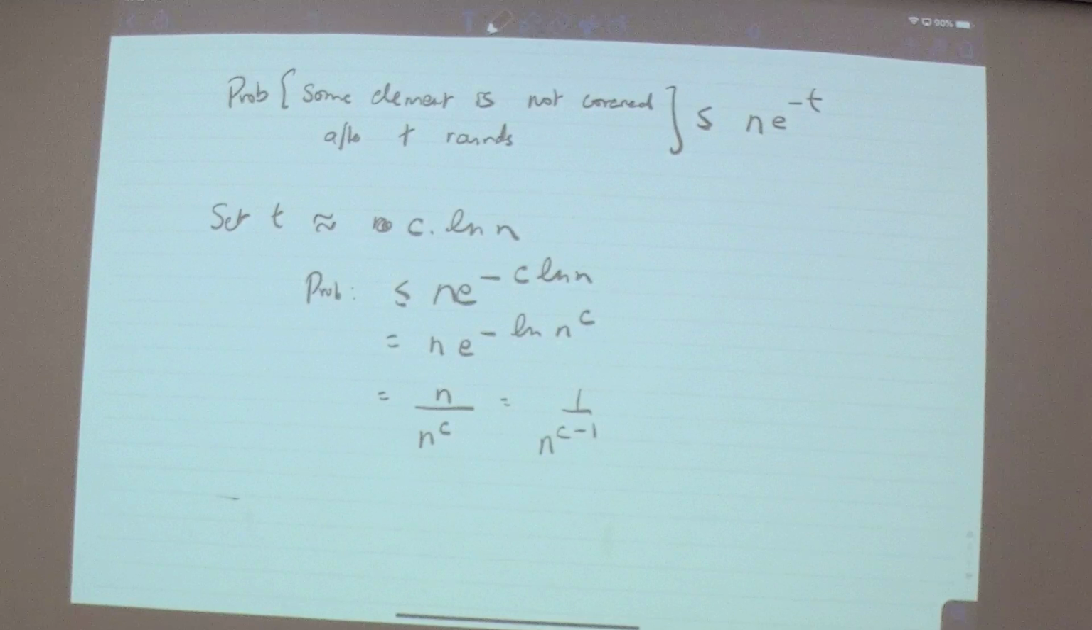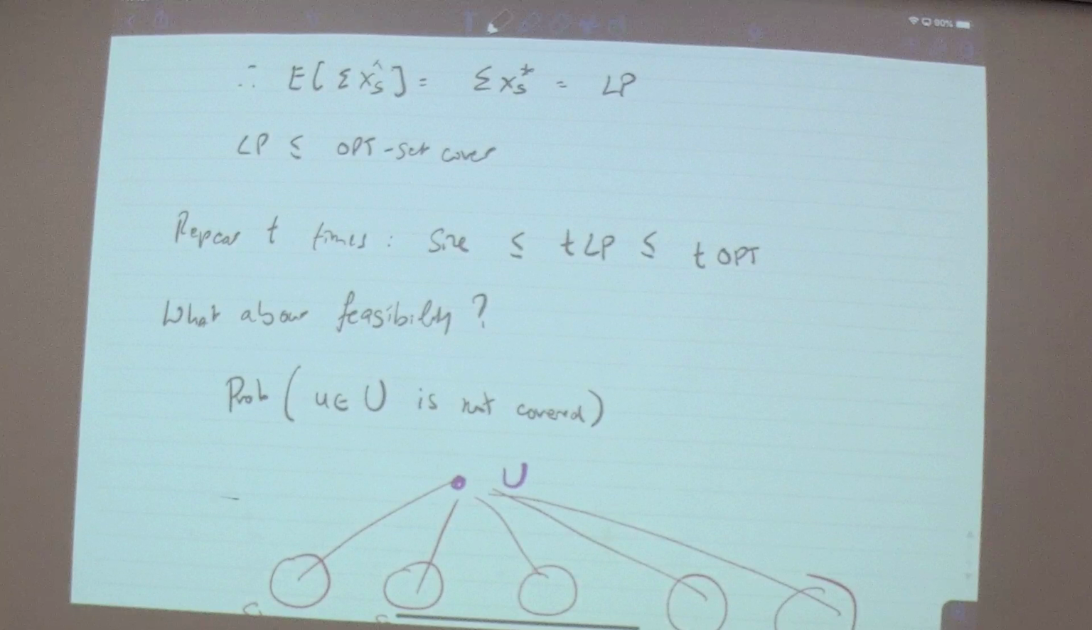So t is playing this dual role. It's being pulled in two different directions. We pulled it one way to ensure feasibility. But it's also being pulled the other way. Where is it being pulled the other way? We said repeat t times, and the size is less than t times the LP value. The approximation ratio we're getting is t. We want t to be as small as possible.